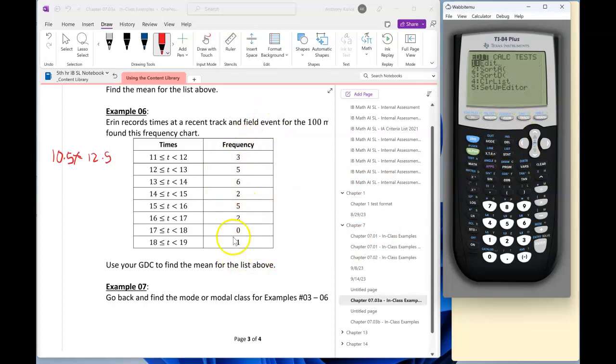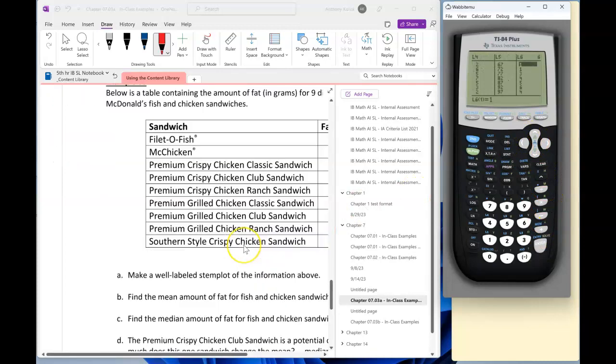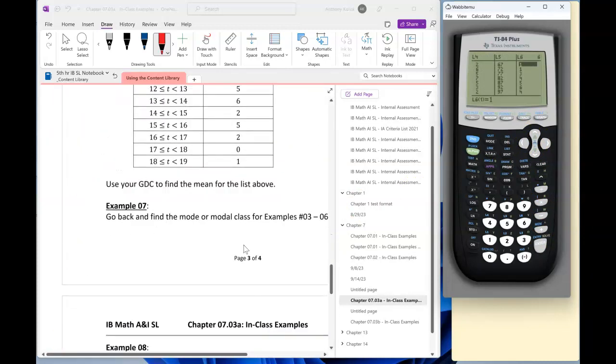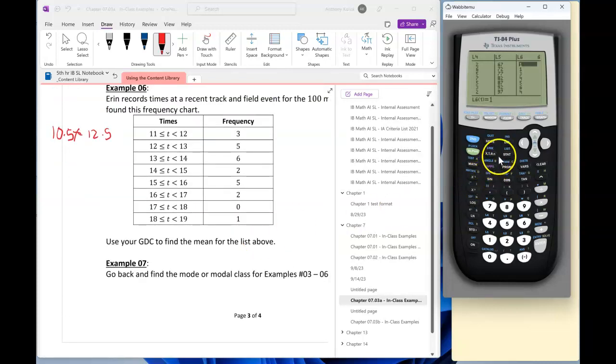So to find the mean, again, what do we do? Enter all the data, right? Before I erase this, I'm going to go back and check to make sure I'm not going to need the other things from before. Oh, yeah, it does ask us to go back and find the modal classes. Oh, that's easy, though. Okay, I don't need you guys anymore.